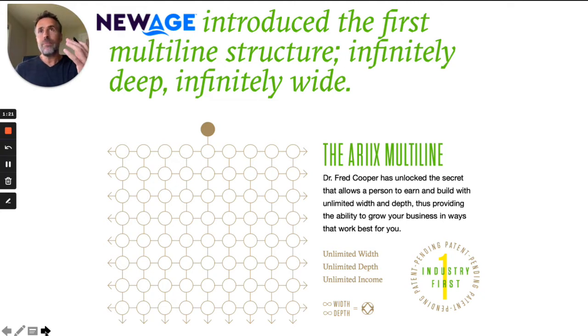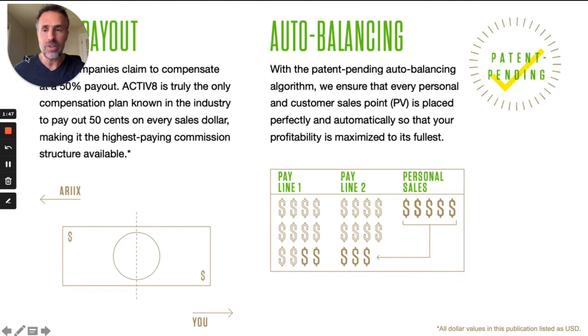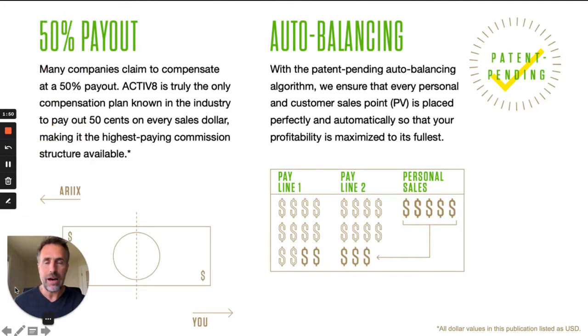Now, the particular thing about the NewAge compensation plan is it's the first multi-line structure where you can build wide and you can build deep. So you basically have virtually no limit to the amount of lines and teams you can build, and you can tap into the depth of the compensation plan. So it's quite a unique compensation plan. We've never seen this in the industry before. Very, very unique.